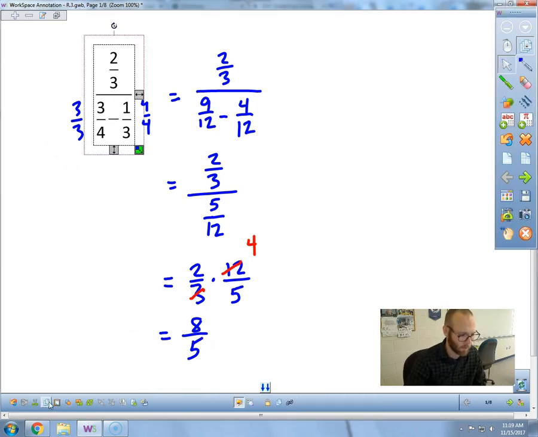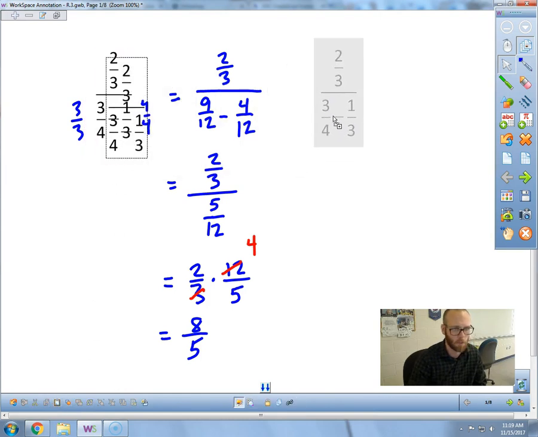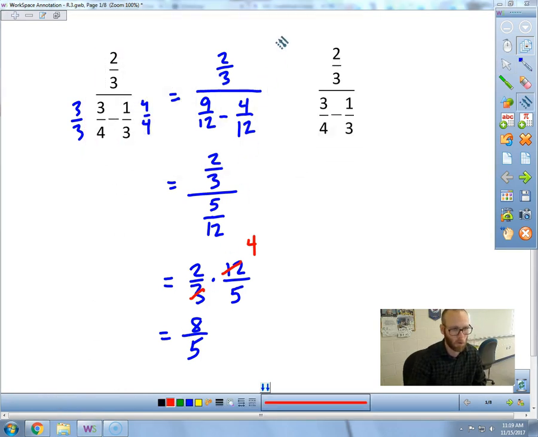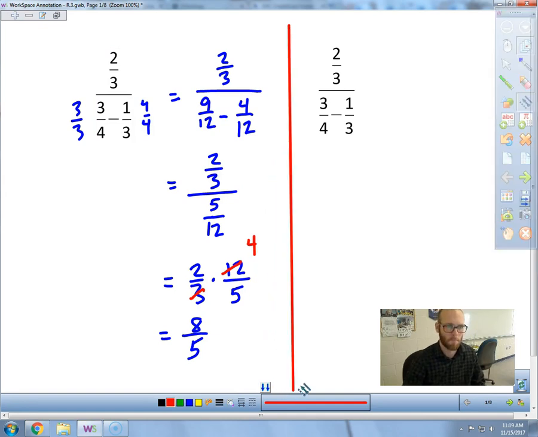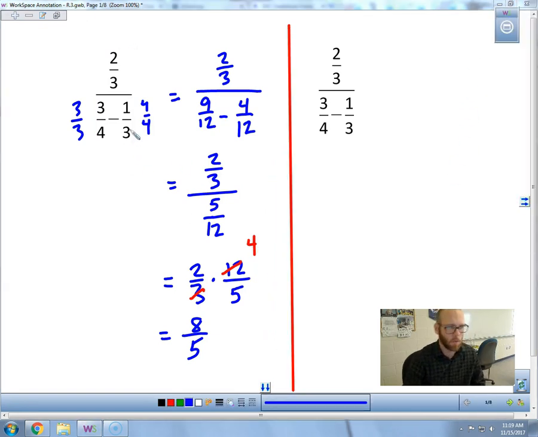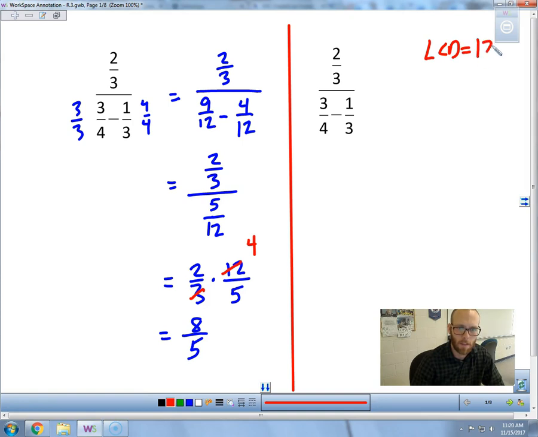So let me copy and paste this right over here. What did we have to do here again? We had to find a common denominator, a least common denominator, so that we could combine those. What was that least common denominator? It was 12. Well, I want you to look at the denominator up here. Does 3 also go into 12? It does. So one method that I can use here is I can multiply everything by the LCD, which is 12.